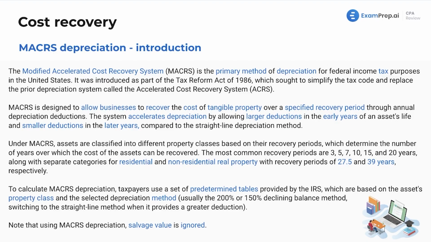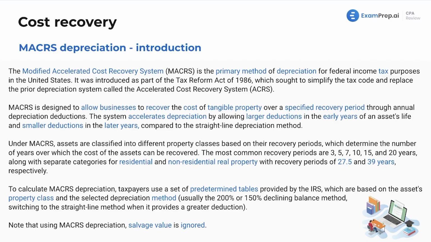Under MACRS, assets are classified into different property classes based on their recovery periods, which determine the number of years over which the cost of the assets can be recovered. And the most common recovery periods are those ones which we did see. You want to know, again, more so the 5 and 7 years, along with separate categories for residential and non-residential real property. I would memorize these as well. So the life for residential property is 27.5 years, and non-residential real property is 39 years, respectively.